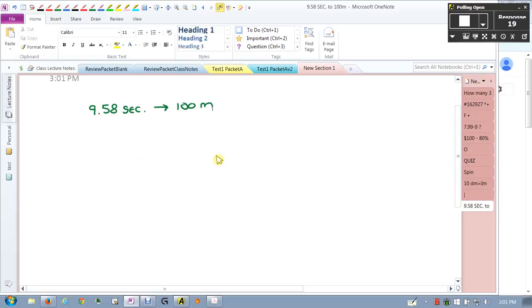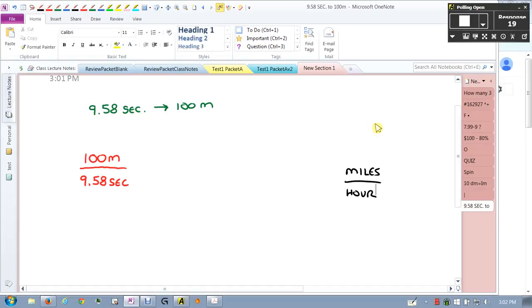So help me out. What do I set up initially as my first proportion? 100 meters over 9.58 seconds. What is my goal to get this in what? Miles per hour.